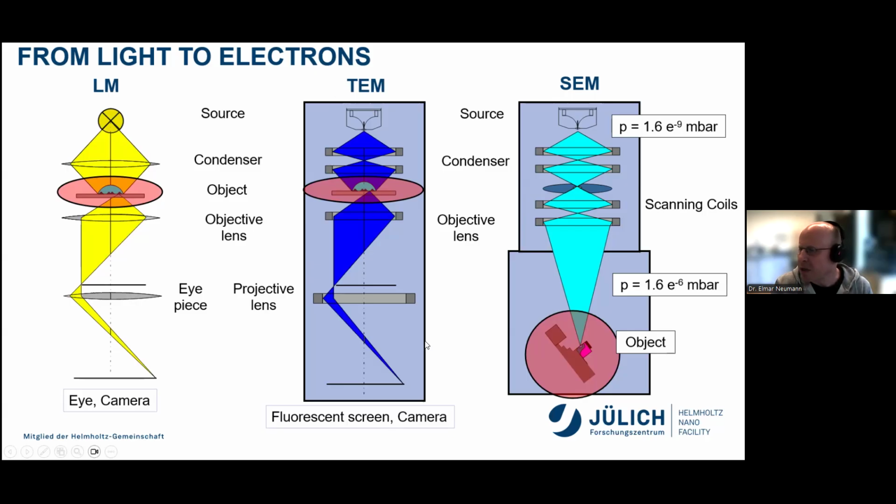Going from light to electrons, you have basically the same setup, but this time you have an electron source here. The lenses are not made of glass or other transparent materials, but are coils, electromagnetic lenses in this case. What they have in common is the object in this place, right after the condenser and before the objective lens. Then again you have this intermediate image, and then your objective lens will focus or project your image either on a fluorescent screen or on a camera.